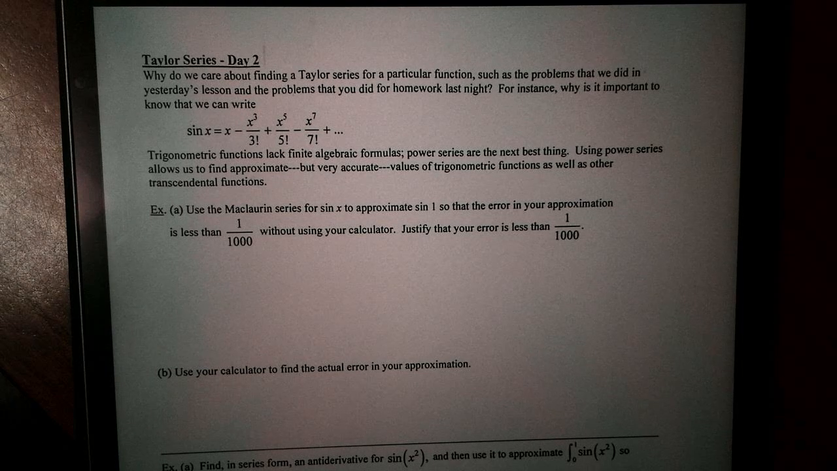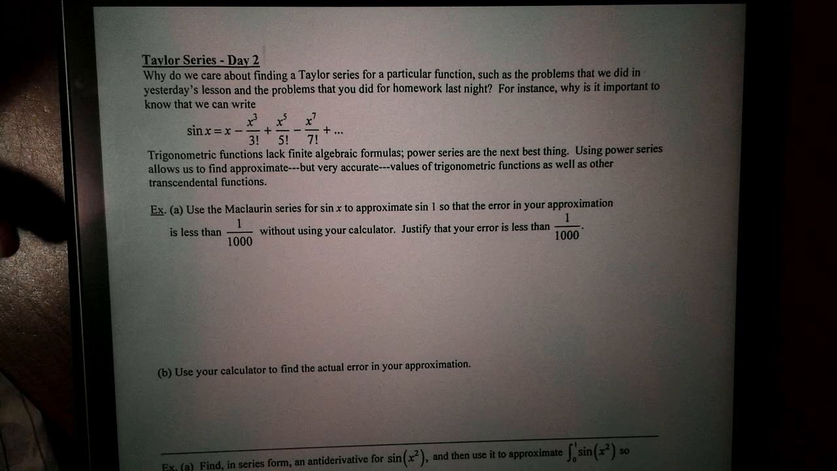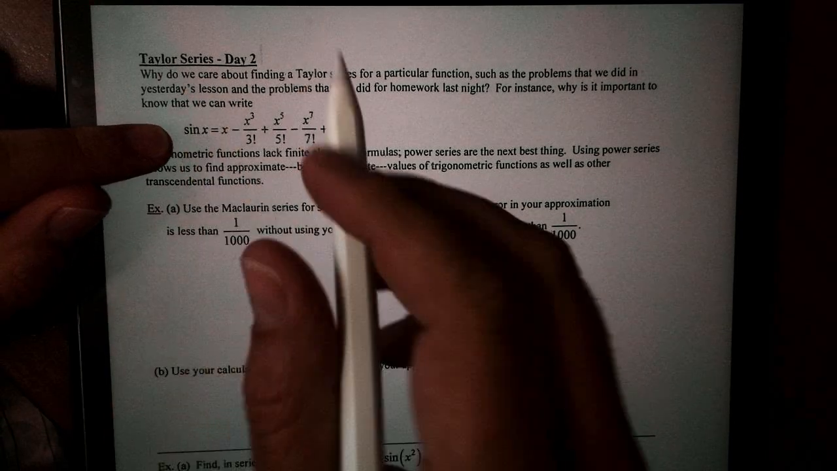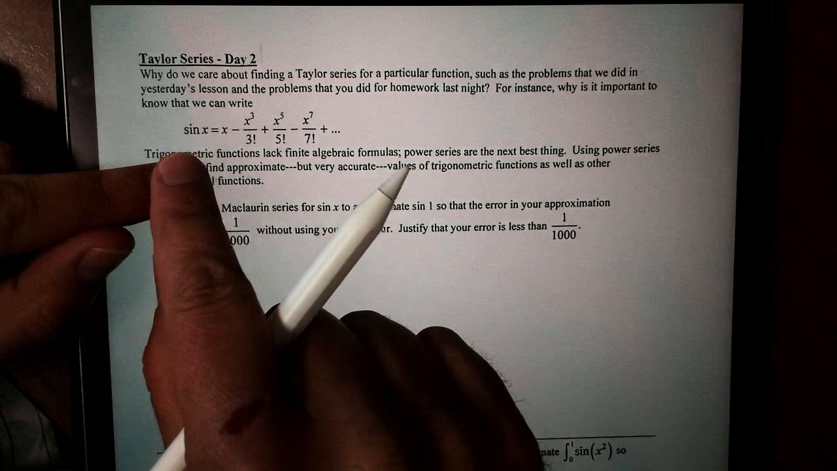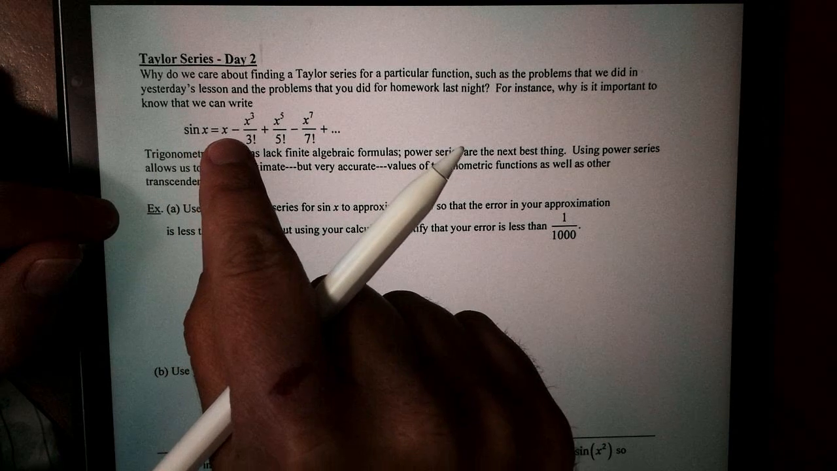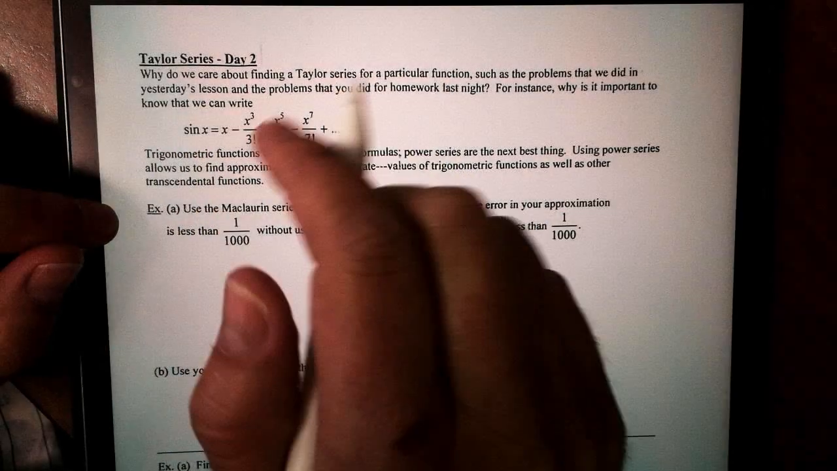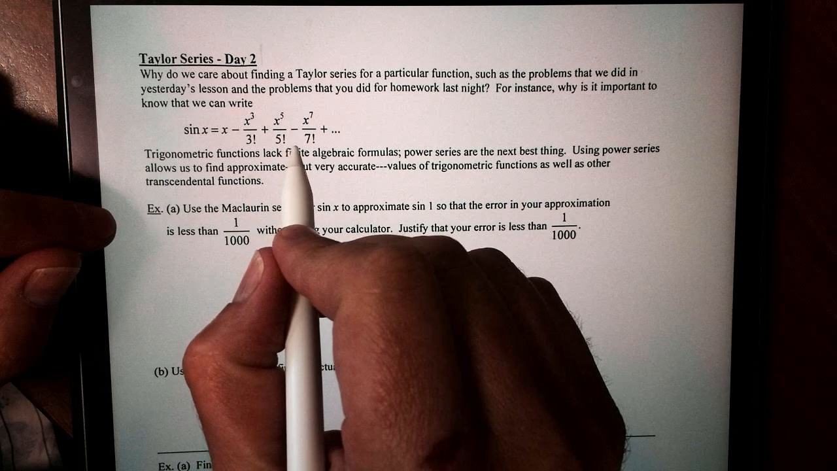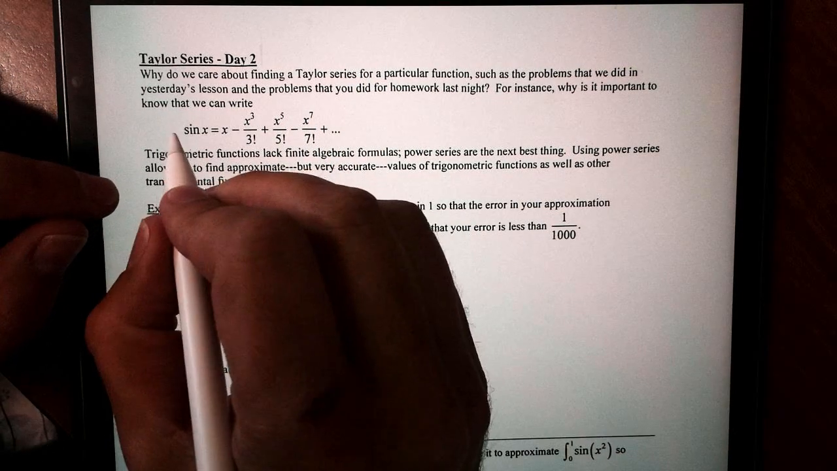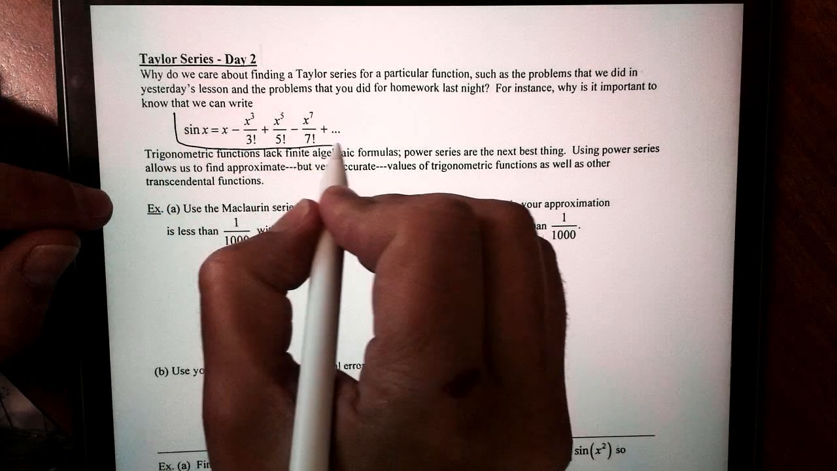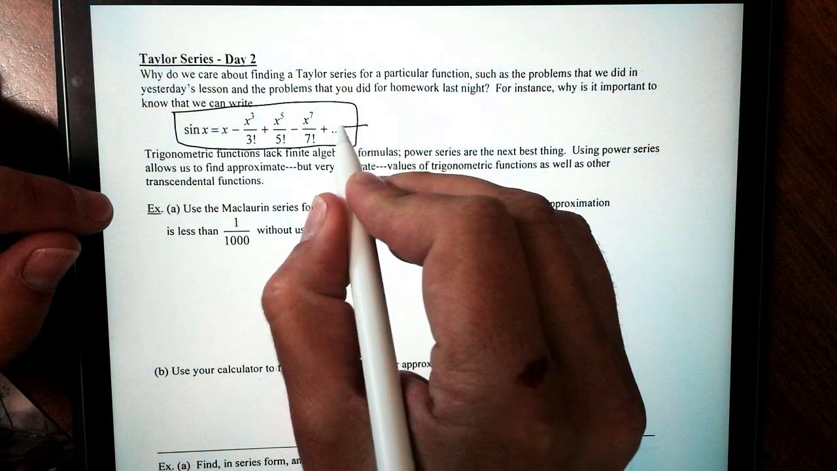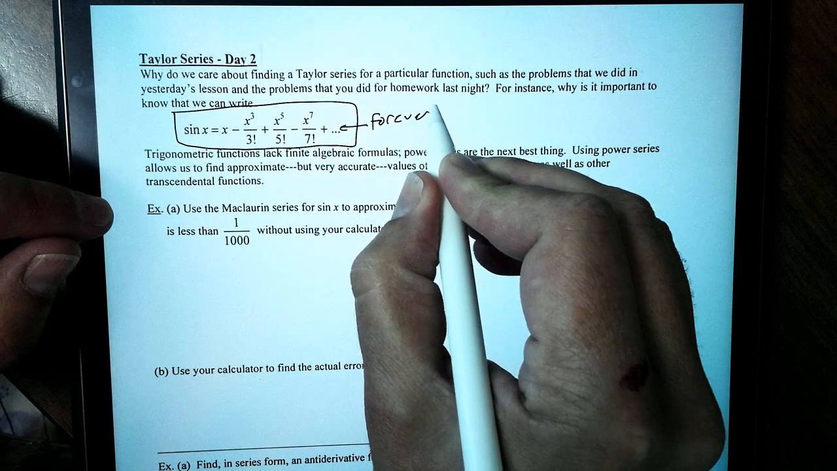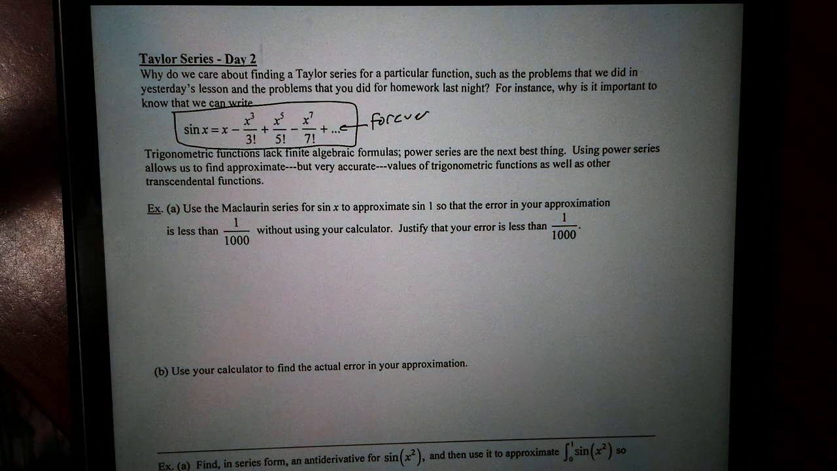Hello, welcome back. Today we're going to continue our discussion about Taylor series. Now, in yesterday's lesson we learned how to write sine of x, and we said we can write sine of x as x minus x cubed over 3 factorial plus x to the 5th over 5 factorial minus x to the 7th over 7 factorial. And of course, this goes on forever. That's what those dots mean right there, that this is just going to keep on going forever.